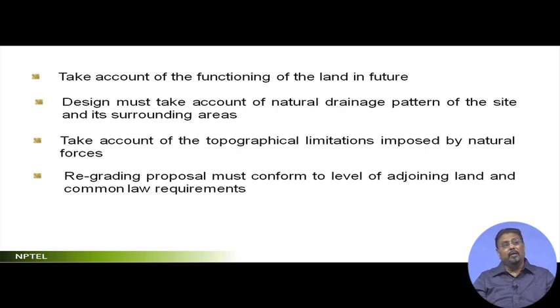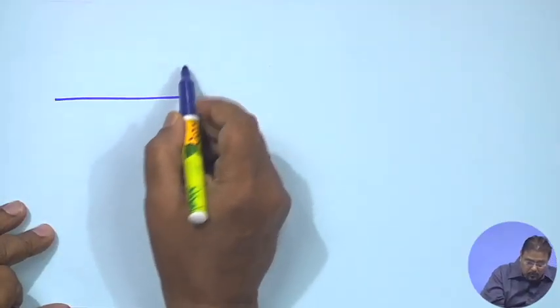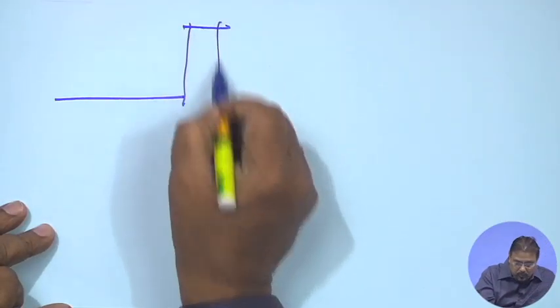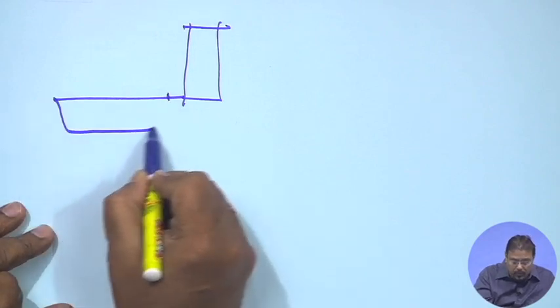I am telling you very frankly that in the Indian situation, we don't have very strong law requirements, or in the bylaws it is not very strongly mentioned anywhere what should be the level up to which you can change, so that it does not affect the next property. But the situation is this: suppose you have a property and there is a building, this is another property where there is a building, and you decide that the profile of your site is going to be lowered.